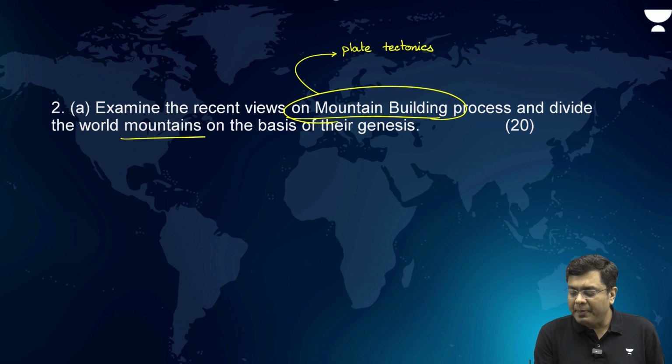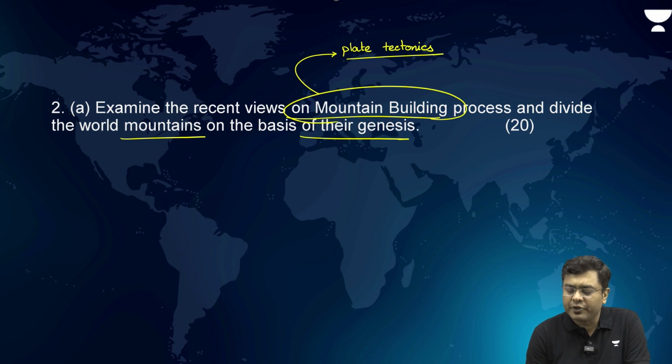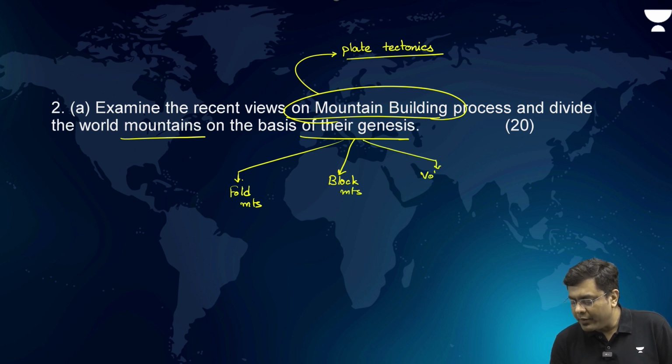Now, as per the plate tectonics, mountains can be created due to various different factors. So, first of all, you have to understand what are the various different types of mountains. So, when we talk about the types of mountains based upon their genesis, you have the three types. You have the fold mountains, then you have the presence of block mountains, and also the presence of volcanic mountains.